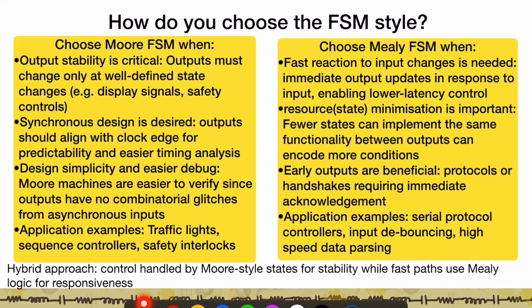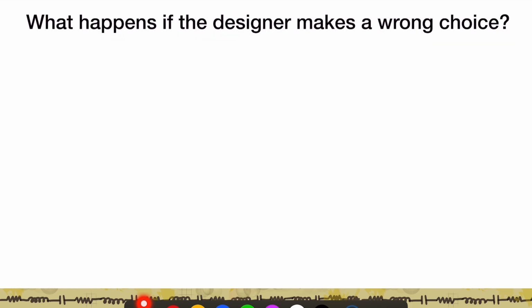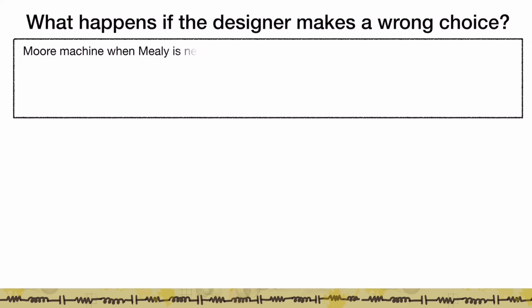Typically, what one uses is neither pure Moore nor pure Mealy. What we do is a hybrid approach. So the controls are handled using Moore style states, whereas fast paths or reaction to inputs are typically handled using Mealy logic. So what happens if you make a wrong choice?